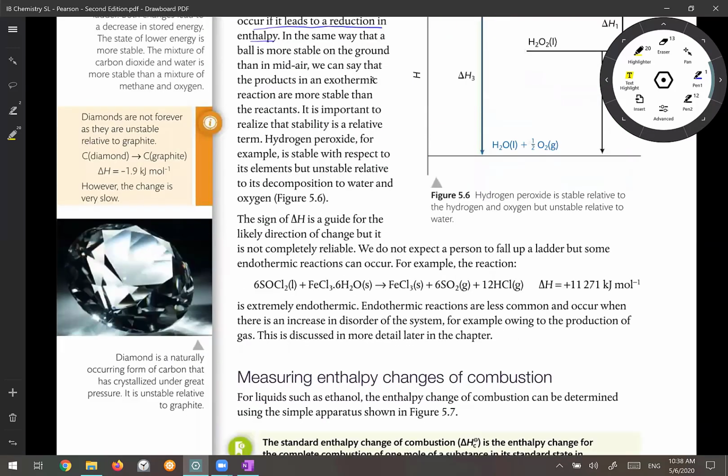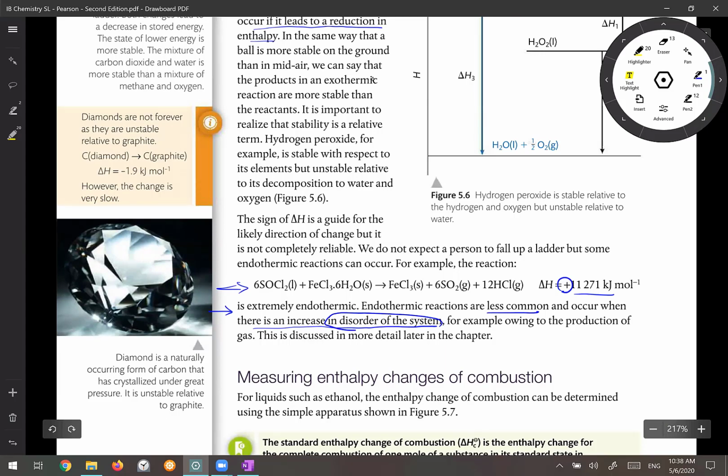But look at this one. This reaction is highly endothermic. It has a positive sign for delta H and the value of the delta H is very big. Look at what is written here. It says this reaction is extremely endothermic. Endothermic reactions are less common and occur when there is an increase in disorder of the system.